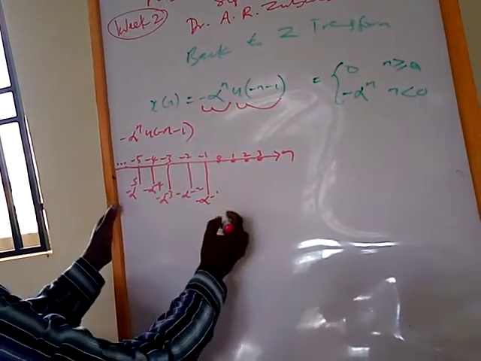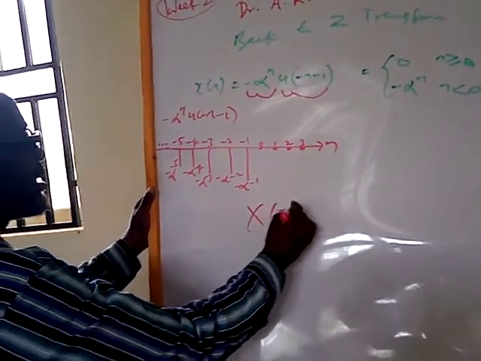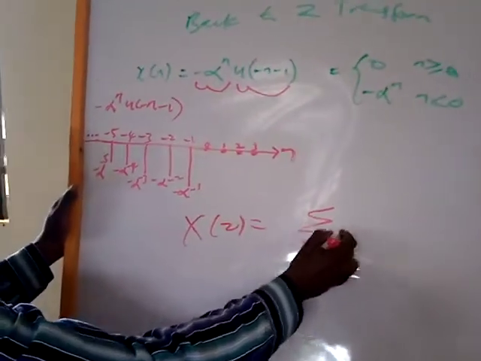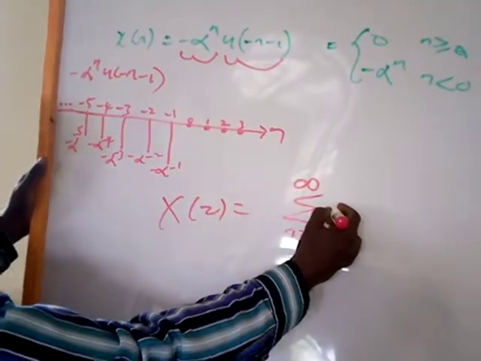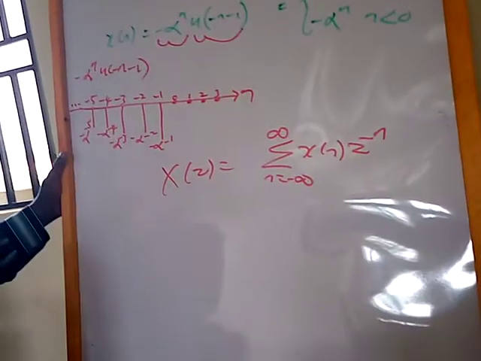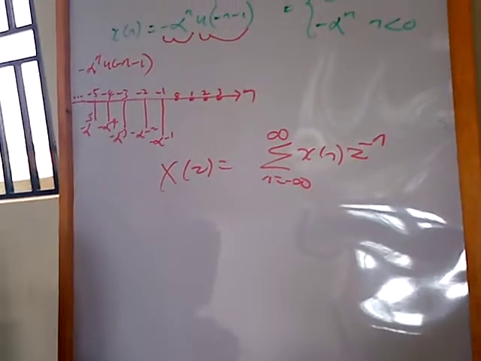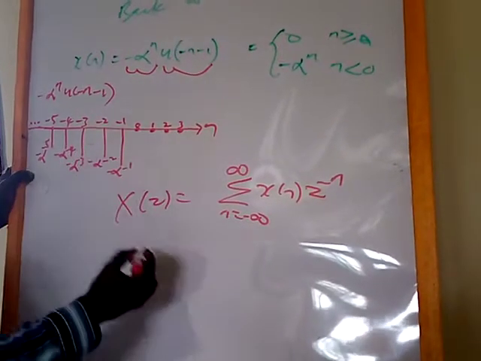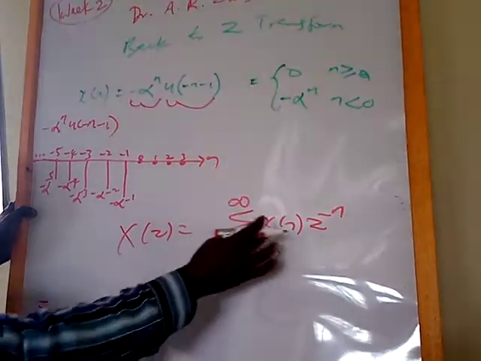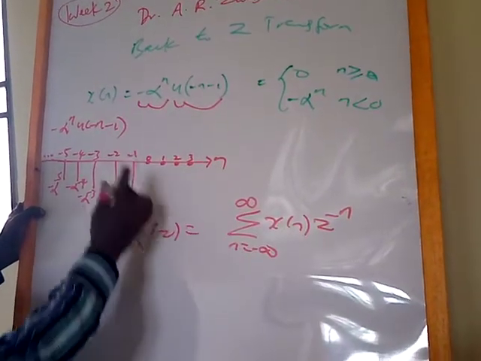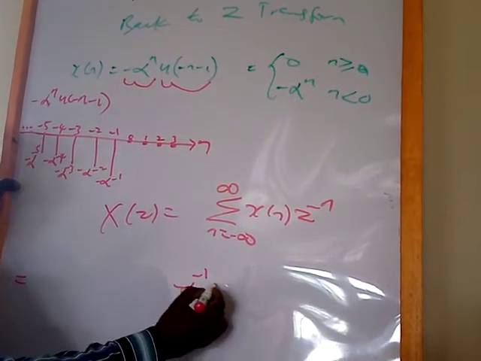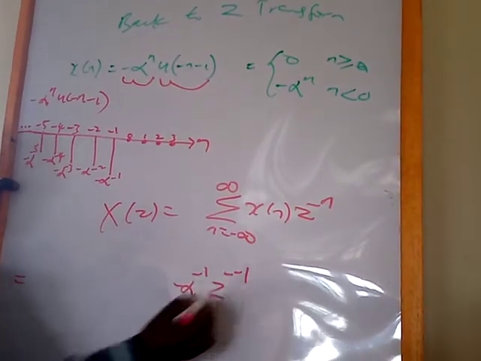Now, Z transform tells you that X of z equals sigma n equals minus infinity to infinity x of n z raised to power minus n. So let me start from minus 1. If n is minus 1, I'm going to have what? I'm going to have, if n is minus 1, minus alpha raised to power minus 1, z raised to power minus minus 1.